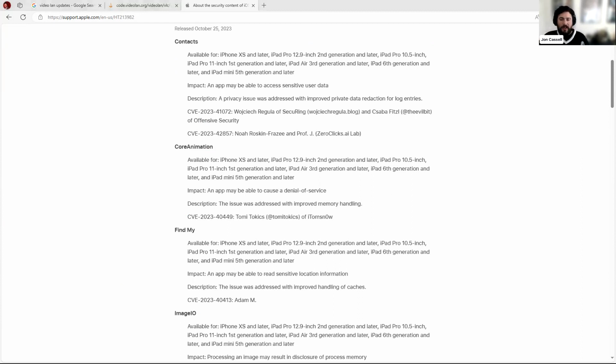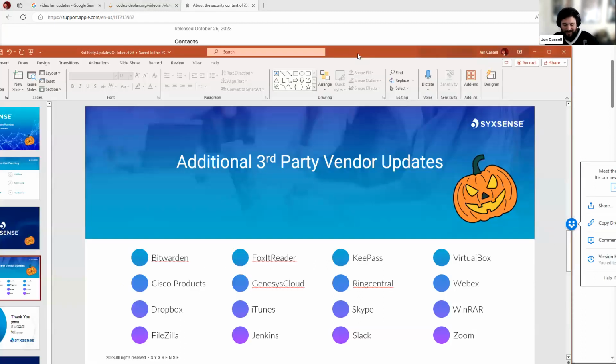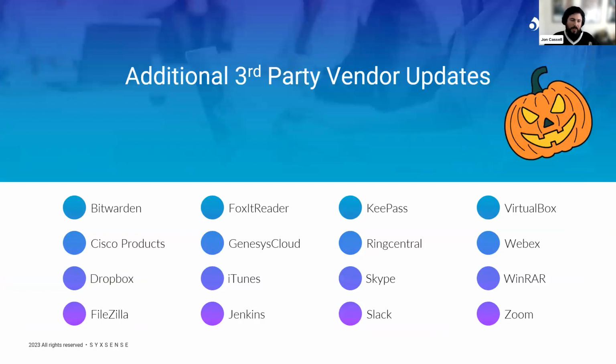Going back to our slide deck real quick, we'll go ahead and finish this off. A few additional products that have received updates since the start of the month include Bitwarden, Cisco products with many CISA advisories, Dropbox, FileZilla, Foxit Reader, Genesis Cloud, iTunes, Jenkins, KeePass, Malwarebytes, RingCentral. I'm not listing more. They're actually on the slide. Skype, Slack, VirtualBox, Cisco WebEx, WinRAR, WinSCP, Wireshark, and Zoom.